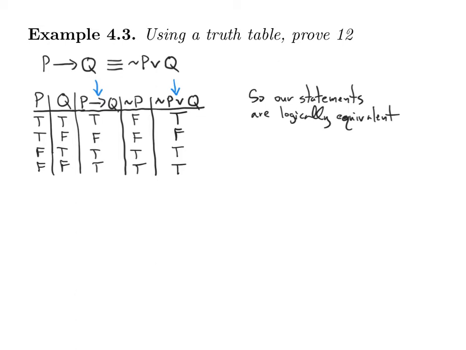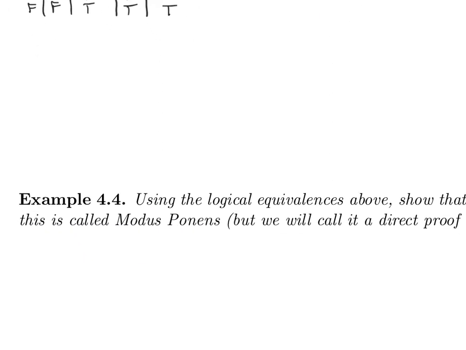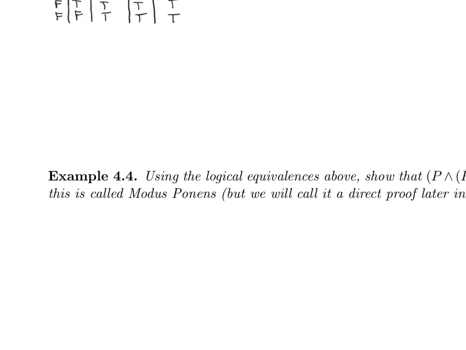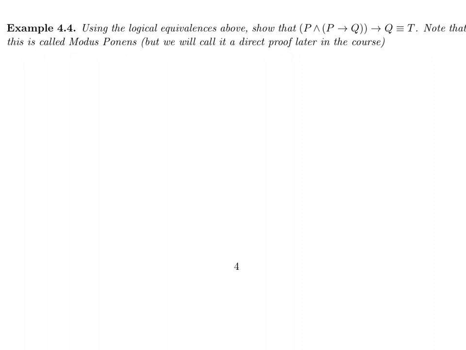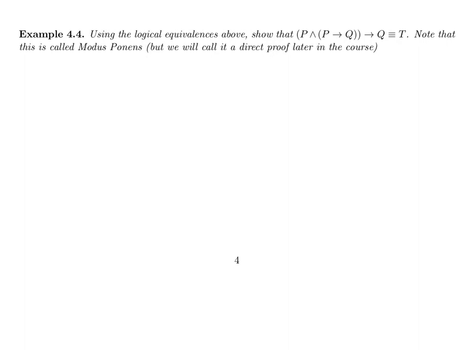So, I want to scroll down and use these logical equivalences to show other statements are logically equivalent. So we're going to do example 4.4 here, which is showing that P and P implies Q, all that implies Q, is indeed logically equivalent to a tautology. In logic, especially in philosophy, they like to call this type of thing modus ponens. We won't worry about those names. We're going to call this a direct proof.